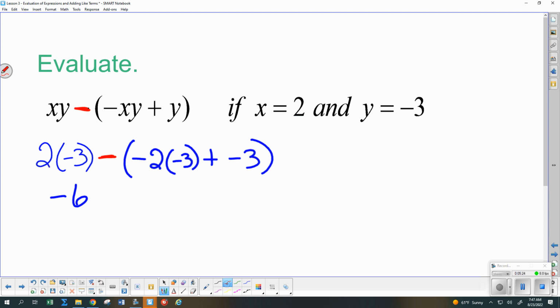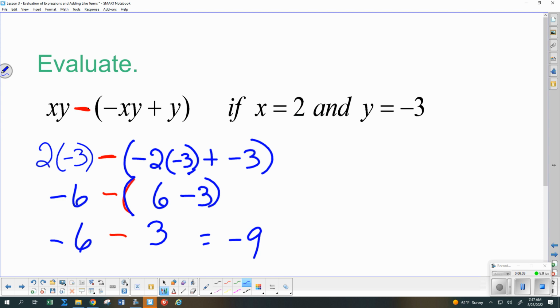Negative 6. Now, it works either way. I could go ahead and distribute the minus sign to each part inside here, but I am going to actually choose to do PEMDAS and simplify what's inside the parentheses first. It's just numbers, so I can put them together. What is negative 2 times negative 3? It's a positive 6 plus a negative 3. So inside the parentheses, what do I have? 3. Then I've got the minus sign that was out front, and I still have the minus 6. And what does that equal? Negative 9.